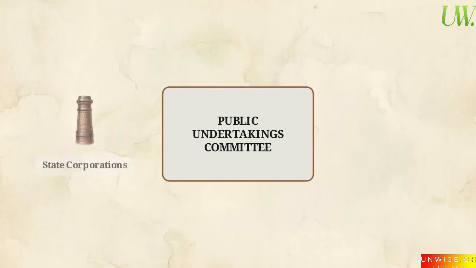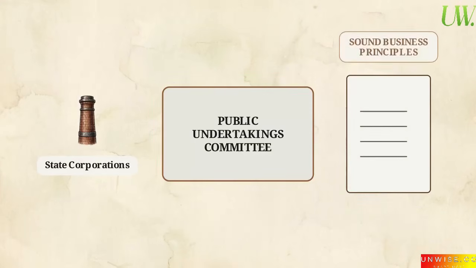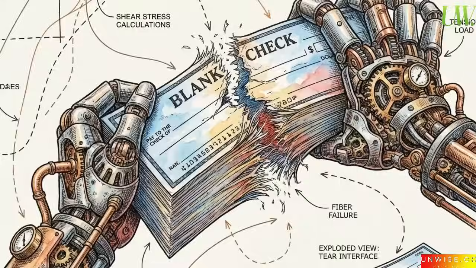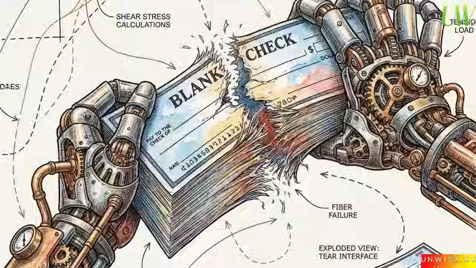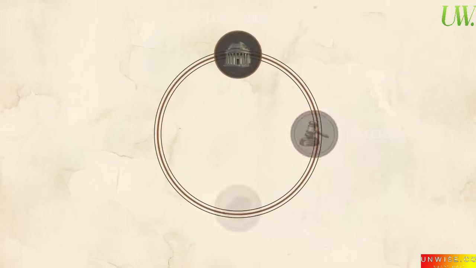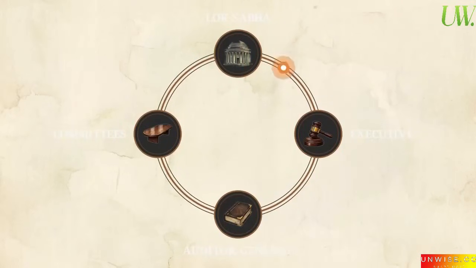A third body, the Committee on Public Undertakings, applies this same rigorous examination to the accounts of state corporations, ensuring public money is managed according to sound business principles. These committees ensure that the Lok Sabha's budget authorization is never a blank check. It is a binding contract, subject to relentless, non-partisan audit. The mechanical loop of the Indian state is tight.